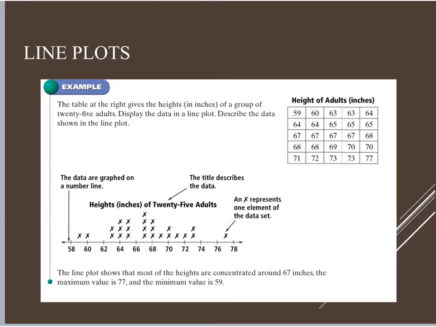Likewise, I can see my outliers. I have somebody that was 77 inches way out here, and I also had somebody that was 59 inches way down here. So this is just a way to show at a quick glance all of this information right here.